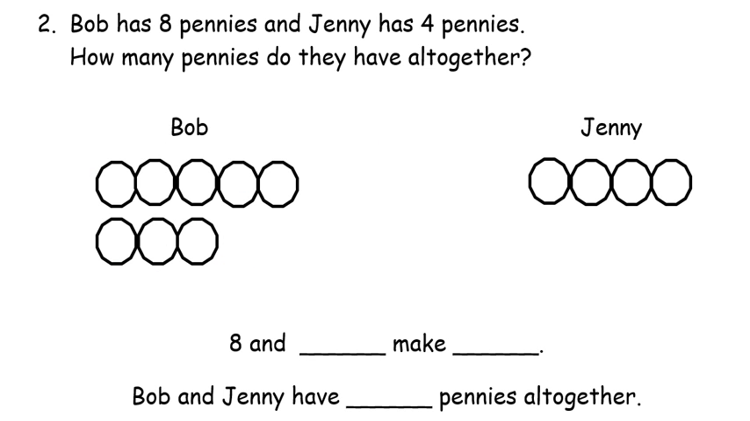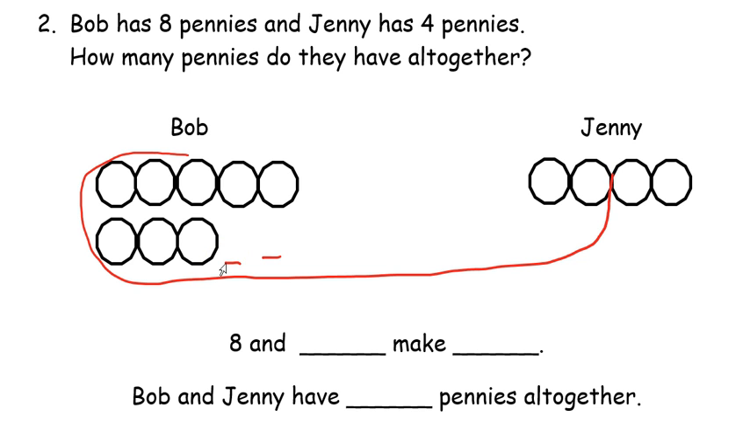The next question says Bob has 8 pennies and Jenny has 4 pennies. How many pennies do they have altogether? So again, we have the 8 pennies for Bob and the 4 pennies for Jenny. And I also need 2 more pennies in Bob's section to make 10. So I'll circle the 8 pennies that are in Bob's group, and then 2 more from Jenny's group.